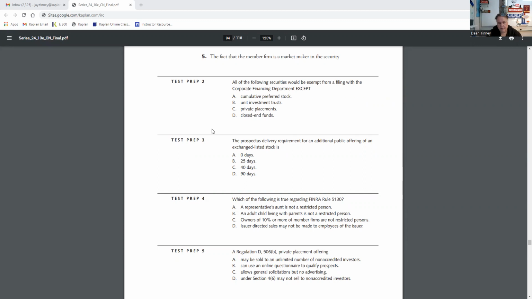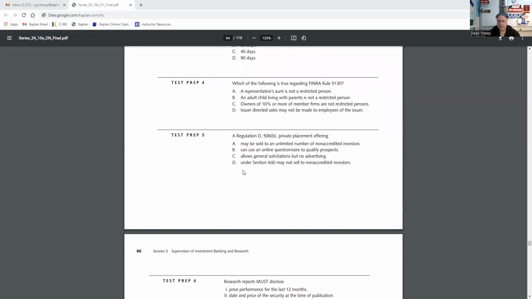Test prep 3, a prospectus delivery requirement for an additional public offering. That's important. So this is a follow-on of an exchange listed stock. That's important, it is 0, right? So the 90, 40, and 25 would be for either initial or follow-on. Initial, regardless of where it's at, or follow-on, depending where it's at. It's market center. And so the answer to 3 is A.